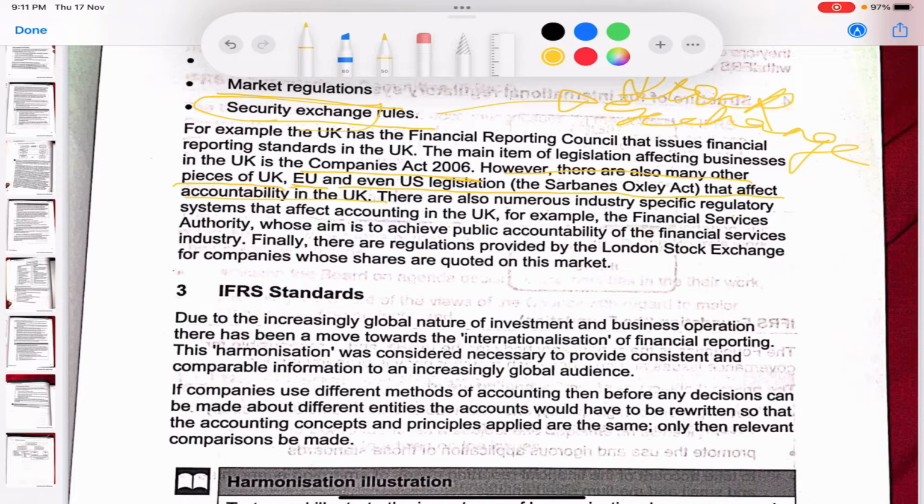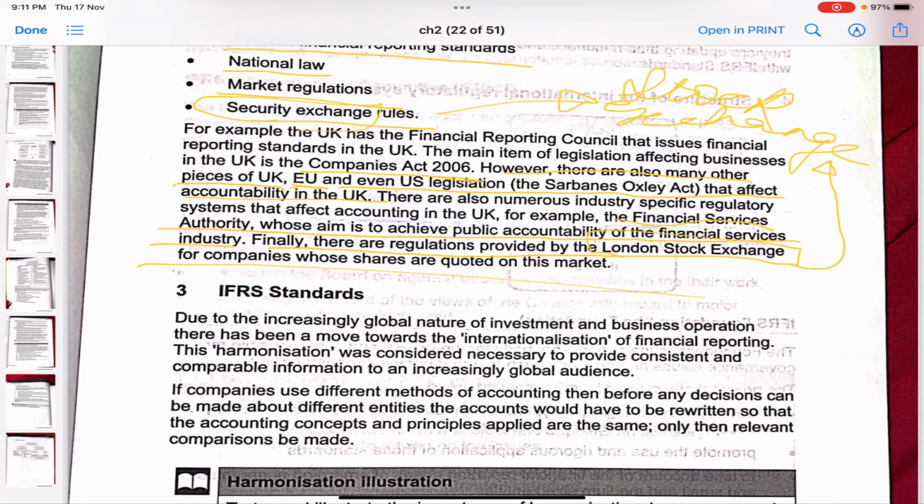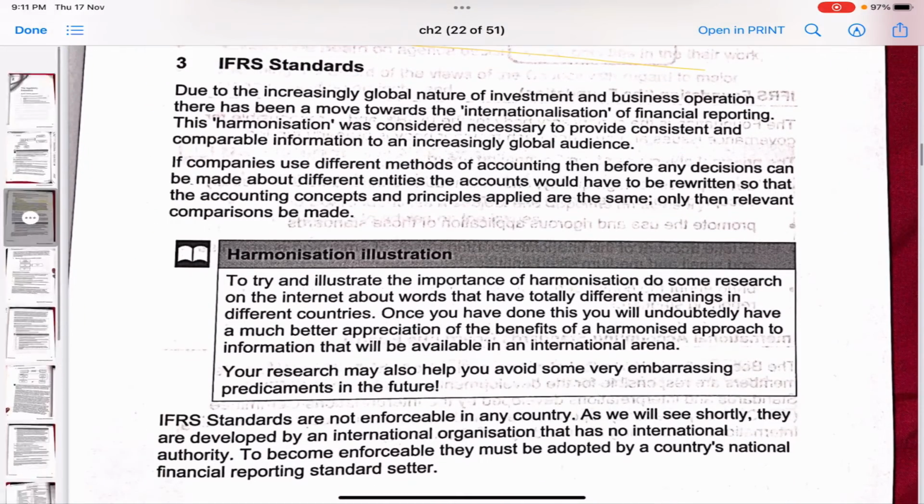For example, the Financial Services Authority, whose aim is to achieve public accountability of the financial services industry. Finally, there are regulations provided by the London Stock Exchange. This is what we had discussed, the securities exchange for companies whose shares are quoted on the market. Okay.